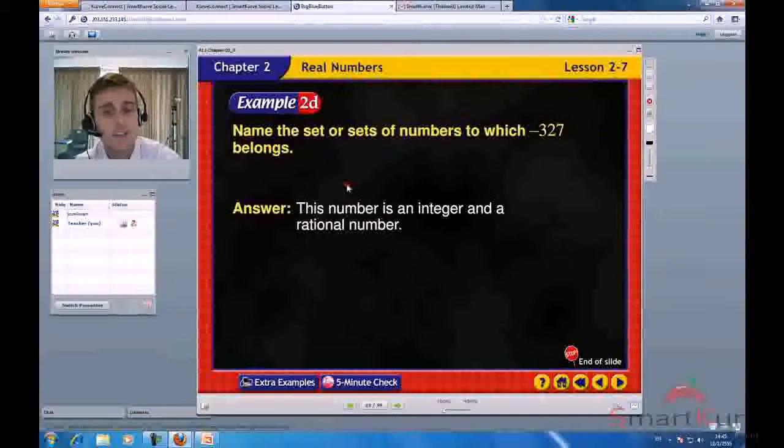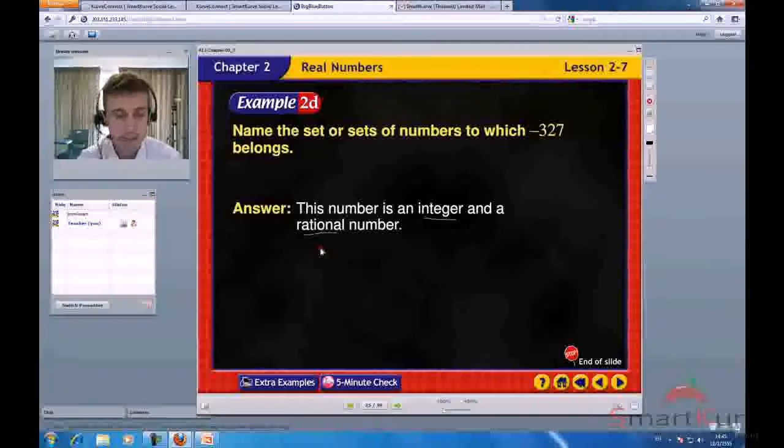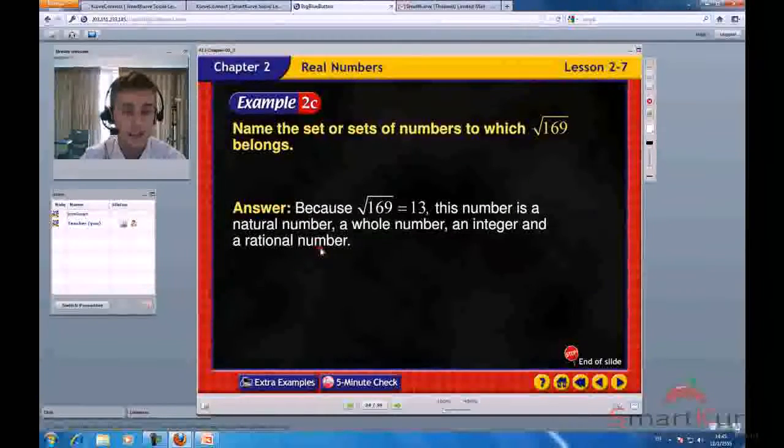Name the set or sets of numbers to which negative 327 belongs. This number is an integer and a rational number, but because it's negative, it is neither a whole nor a natural number.